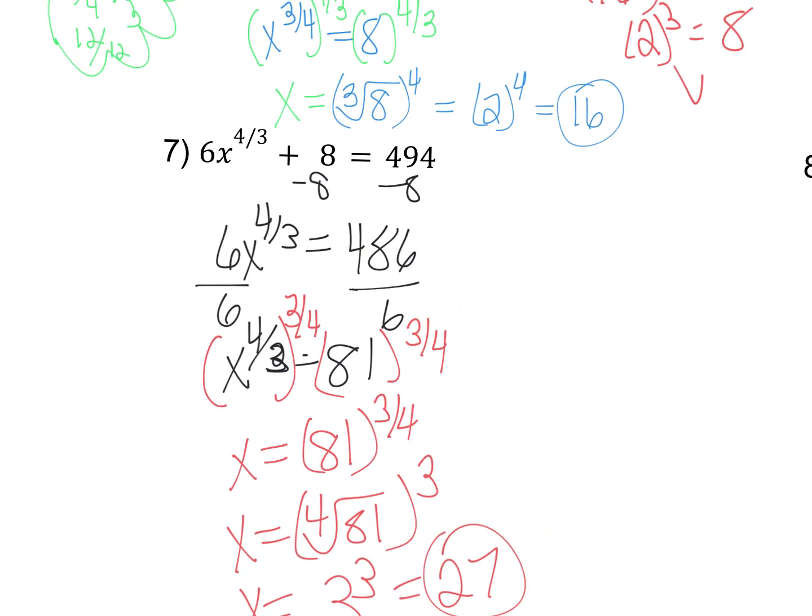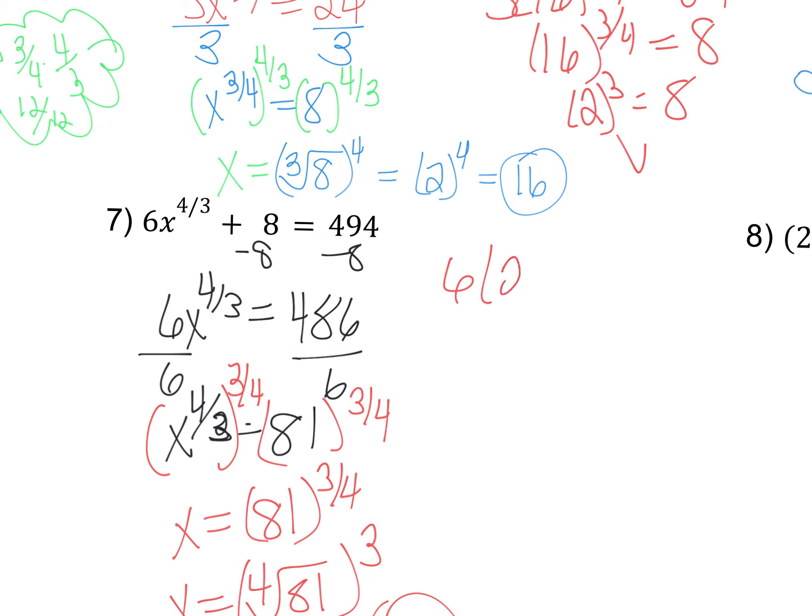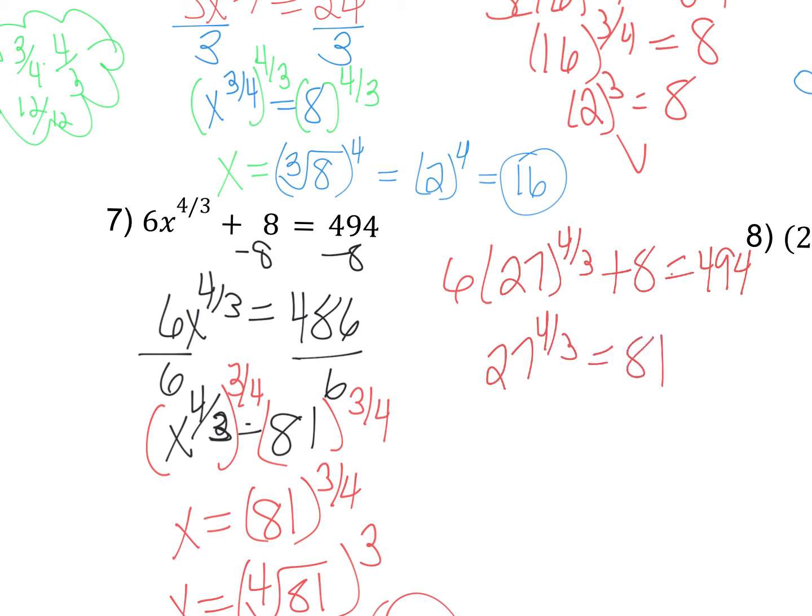So let's just go ahead and do a quick check to make sure that actually makes sense. So if I have 6 times, what did I say? 27 to the 4/3 plus 8 equals 494. Again, if I subtract 8 and divide by 6, because I'm going to follow these same steps that I did here, I'm going to have 27 to the 4/3 equals 81. Okay, so is the cube root of 27 to the 4th power equal 81? Any negative issues in there? Nope, because the cube root of 27 is 3, and 3 to the 4th is in fact 81.